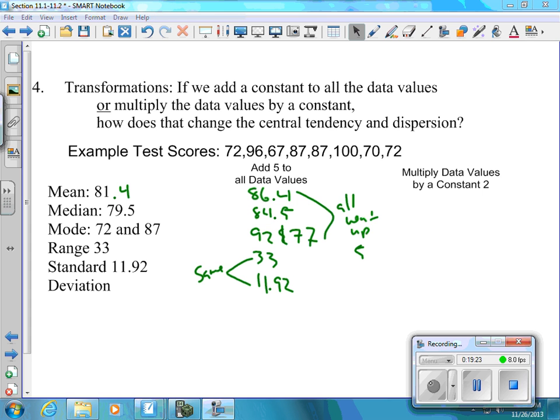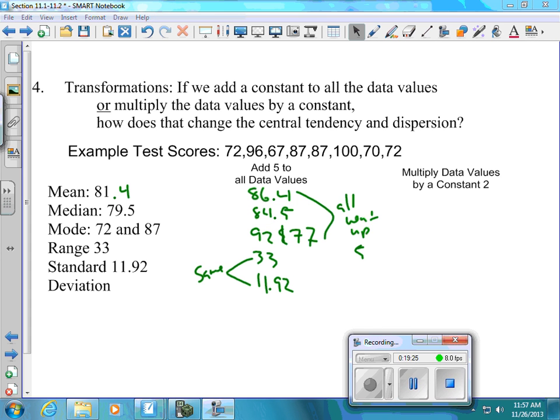So adding a constant will not affect the standard deviation or the range, the dispersion values, but it will affect the mean, median, and mode. It will make them go up if it's a positive number you add, or it will decrease if it's a negative value.